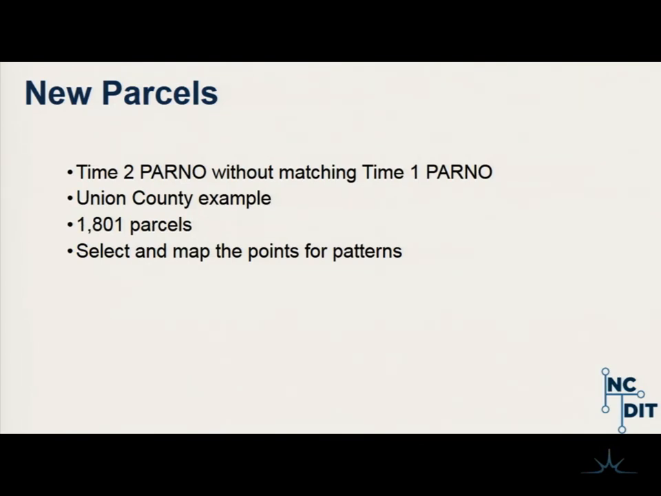Now let me use the data a different way. I looked at time two parcel numbers without a matching time one parcel number. I actually did this in Access where the parcel numbers didn't match up. So these are parcel numbers that emerged after time one. For example, I'm going to look at Union County. There were 1,801 parcels that were in the set in 2018 that were not in the set in 2017.